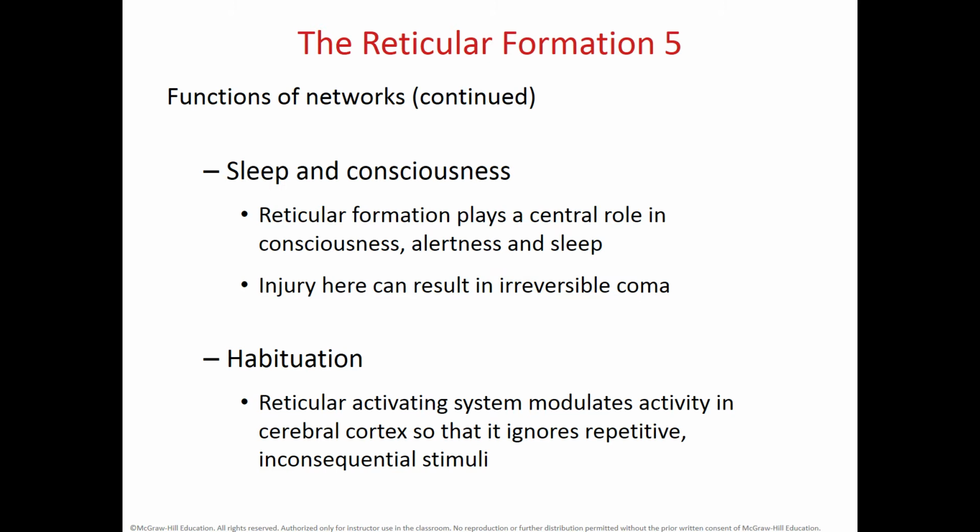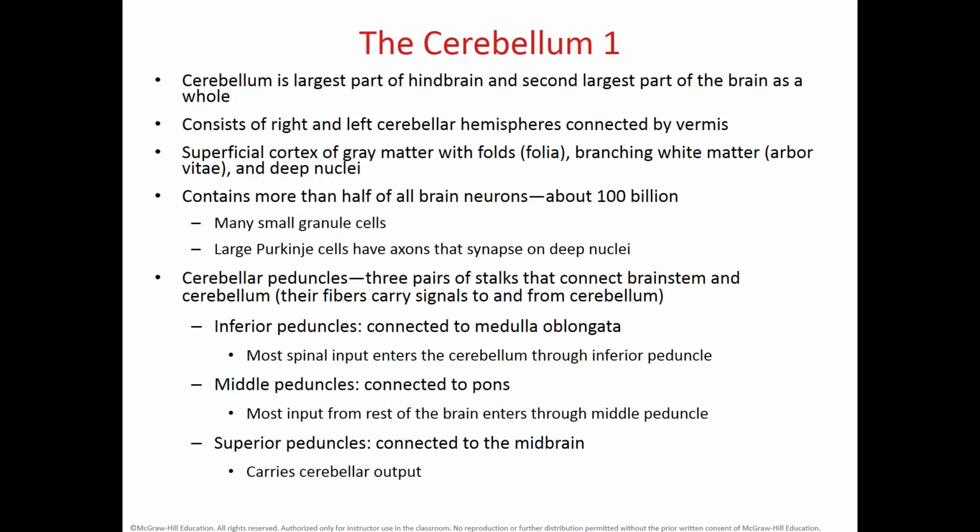Now, sometimes the information that we receive within the reticular formation can lead to modulation of the activity of the cerebral cortex, so we can habituate to certain information, and we ignore repetitive inconsequential stimuli. Okay, so that was about the brainstem.